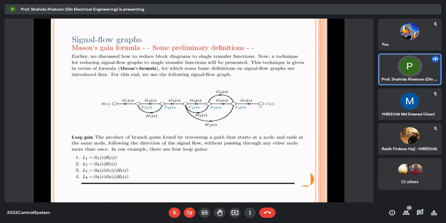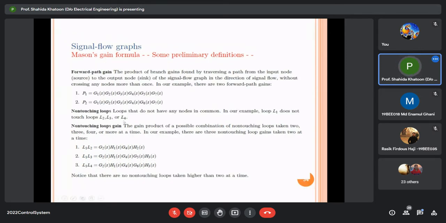Okay, so another forward path is starting from RS, G1, G2, G3, G4. Instead of taking this path, you can take this path also. There is another path, G6, then G7, and come to the output node. So these are two forward paths in our example. G1, G2, G3, G4, G5, G7, and G1, G2, G3, G4, G6, G7.